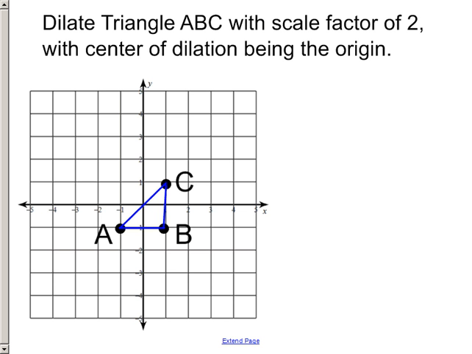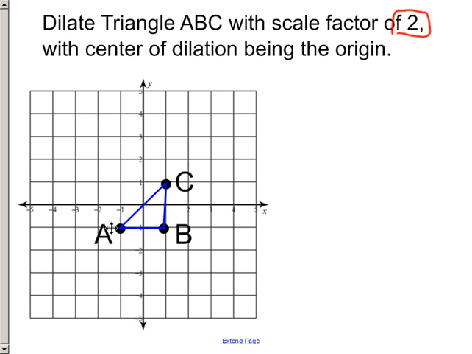So here's the first example. We are going to dilate this triangle ABC with a scale factor of 2. And just to remember, a scale factor of 2 means that you're going to take this triangle and times it by 2. So basically, this triangle is going to be twice the size. Now, how do we figure out where the new points go for A, B, and C, to make the A prime, B prime, C prime?